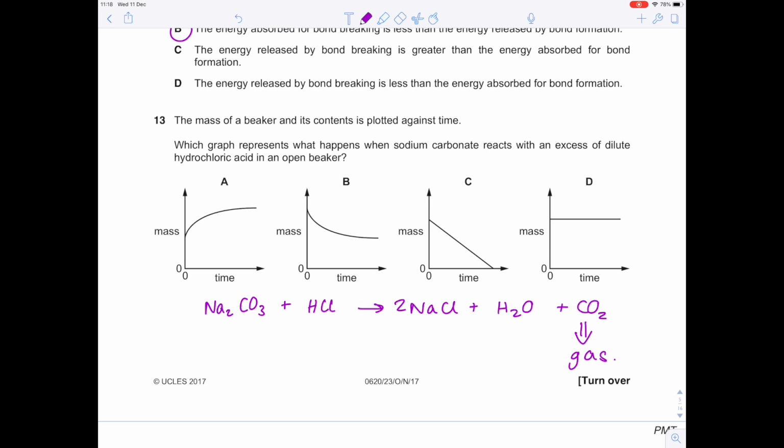It will escape, which means that the mass decreases over time. A reaction always takes place more quickly at the start due to the fact that there are more particles present. So this graph line B shows this happening. We can see that the mass is decreasing and that it occurs more quickly at the start here due to the steeper gradient.